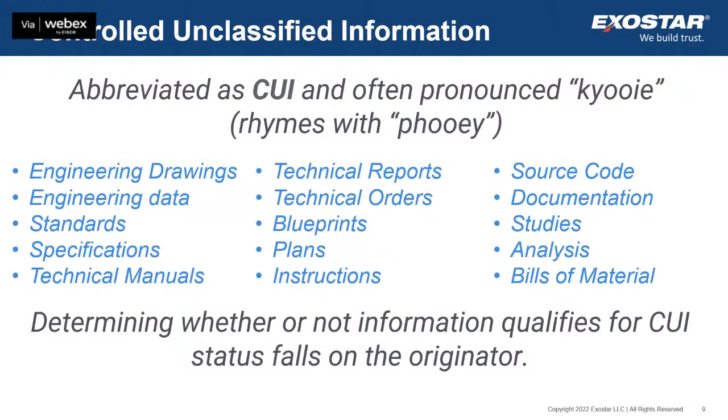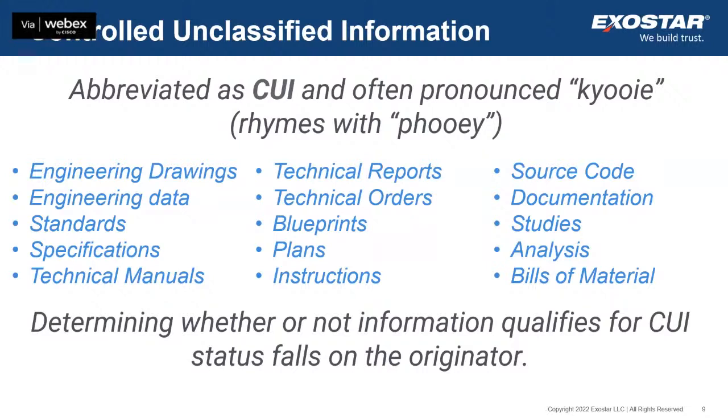Some people pronounce this as CUI. Some people hate that pronunciation, so they call it CUI. But at the end of the day, right, this is controlled unclassified information. I have some samples there in blue, right, of what this might entail. It's all of those things that are part of you fulfilling the contracts you have for a particular system that you're developing for the Department of Defense.